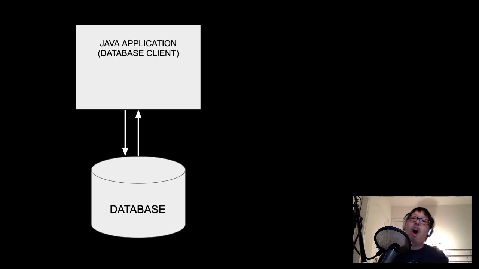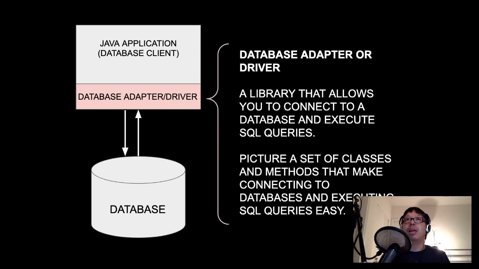Now, because it's very common to write an application that talks to a database, there are libraries out there that help you do this. A lot of times, these are called database adapters or database drivers. A database adapter or a driver is basically a library that allows you to connect to a database and execute SQL queries. If you want to get really concrete, if you're using an object-oriented programming language, this is basically a set of classes and methods that help you connect to a database and execute SQL queries.